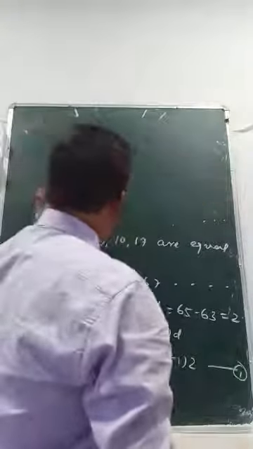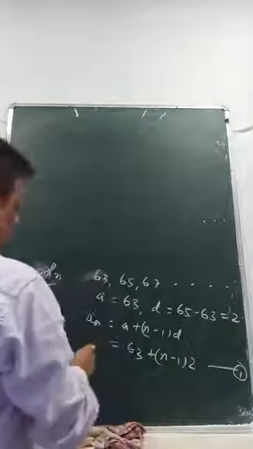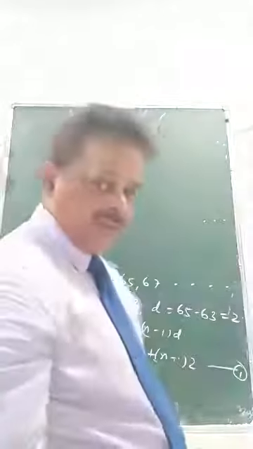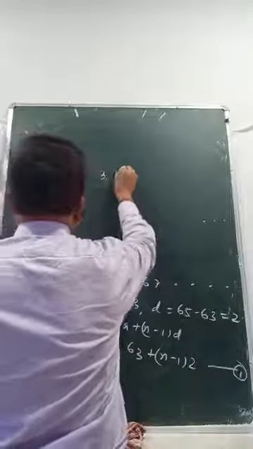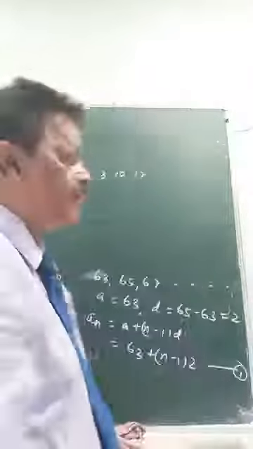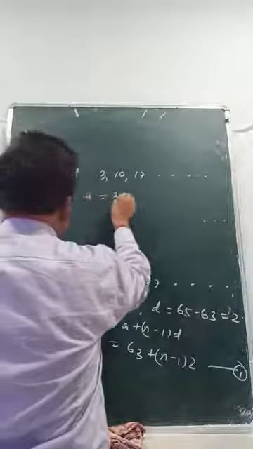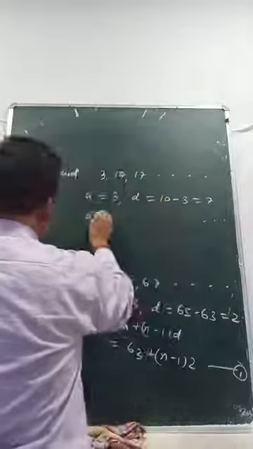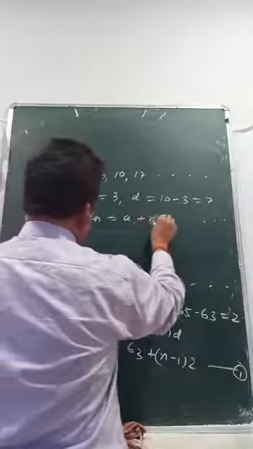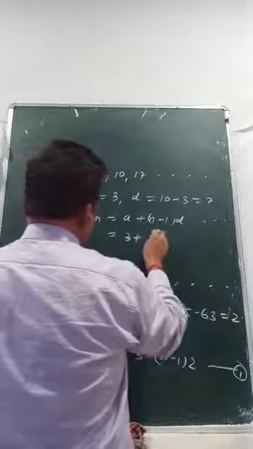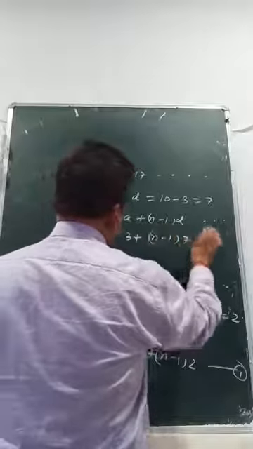Next is the second series. What is the second series? I wrote here, you can check it again. That is 3, 10, 17 like this. So what is A here? A equals 3. D equals 10 minus 3, that is 7. Its An equals A plus n minus 1 into D, 3 plus n minus 1 into 7.